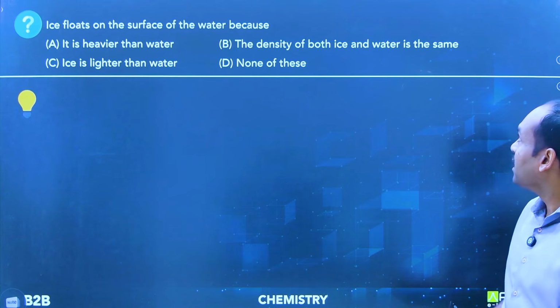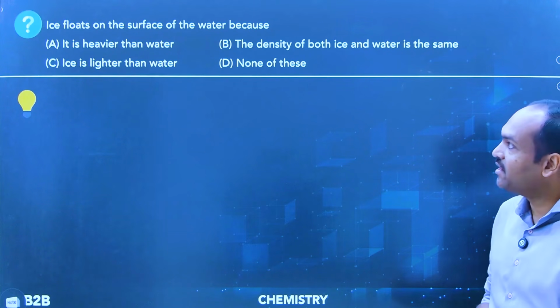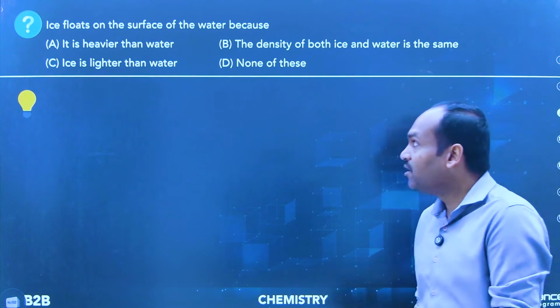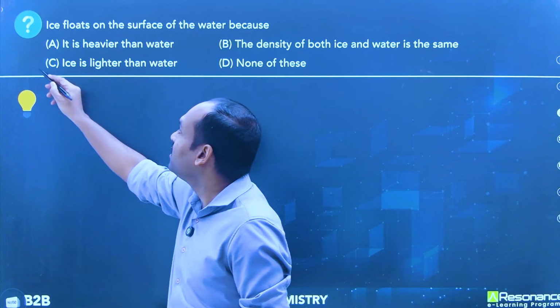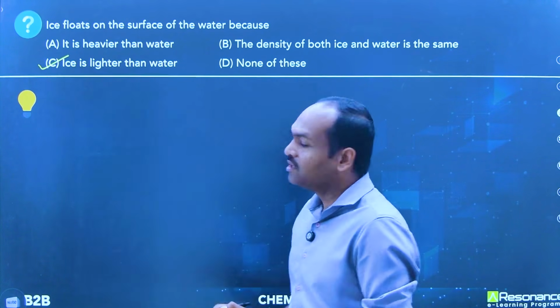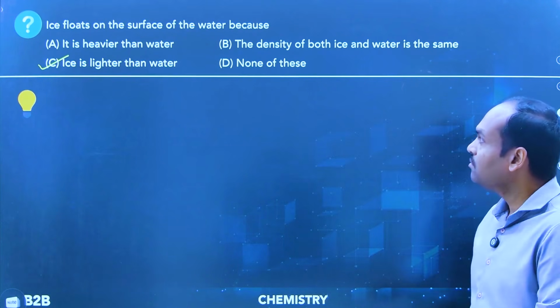The density of both ice and water is the same. Ice is lighter than water. Okay, if it has less density, then it is lighter than water. Clear? Next question.